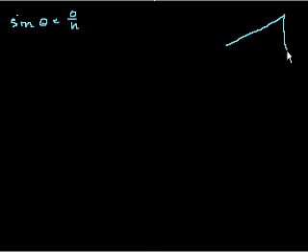So from SOHCAHTOA we know that sine of theta is equal to the opposite over the hypotenuse, right? Let me draw a triangle here. If this is theta, this is the opposite, this is the adjacent, and this is the hypotenuse, then sine of theta is equal to opposite over hypotenuse.